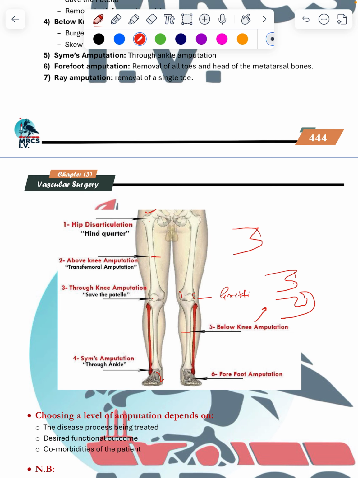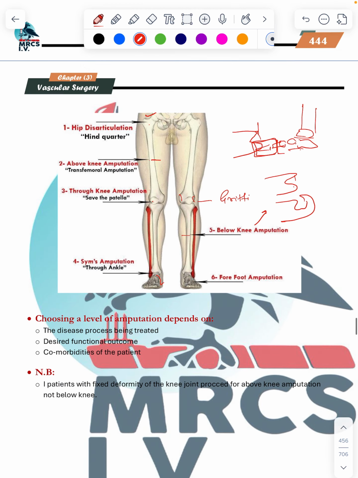Forefoot amputation, remove all the toes and heads of the metatarsals. Laterally, you see talus, calcaneum, navicular, metatarsals like this and this. If you want to go for forefoot amputation, remove all the toes and heads of metatarsals. These are toes and heads. This is the forefoot, the front part of the foot. Ray amputation, any single toe is removed. If you are removing only this much part, this is called ray amputation.